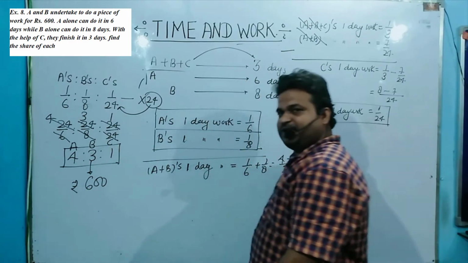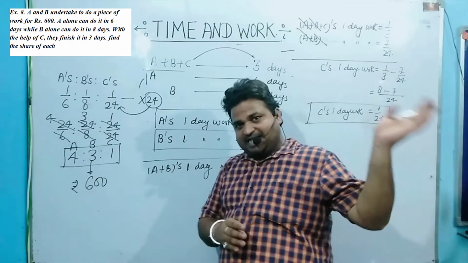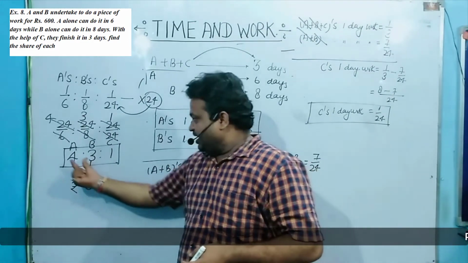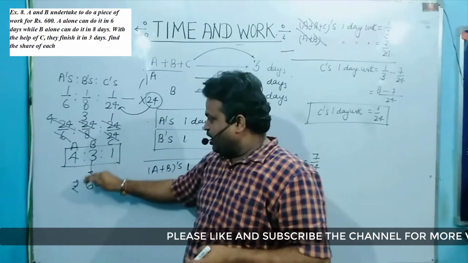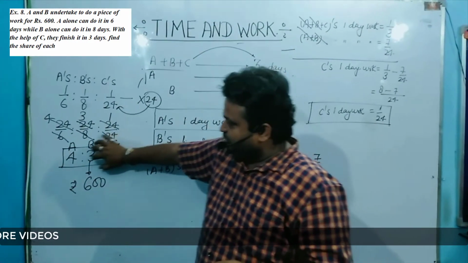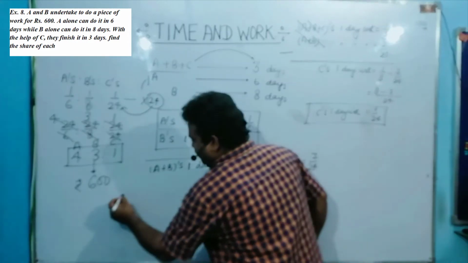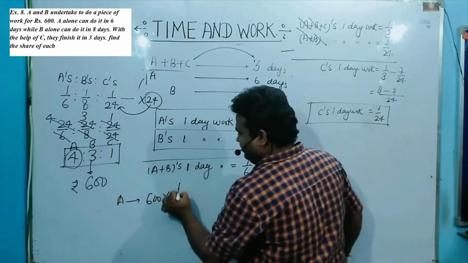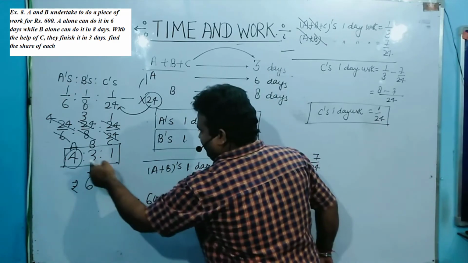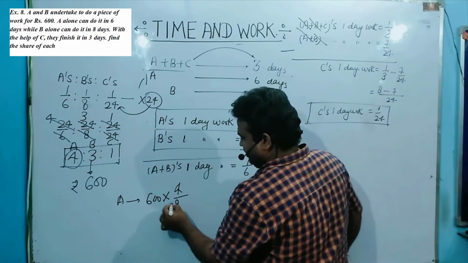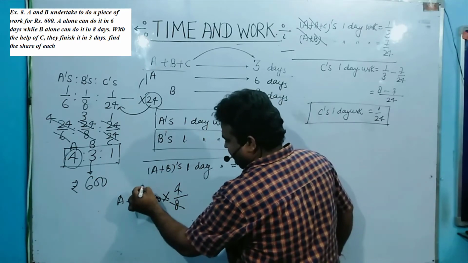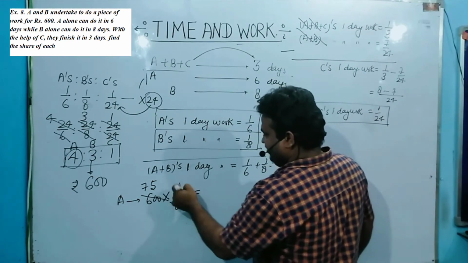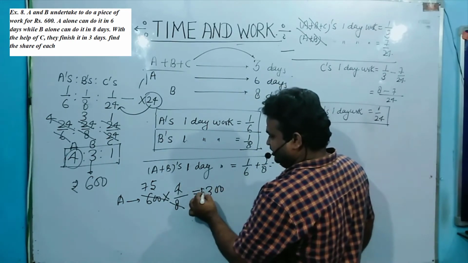So how will you calculate the value? I already discussed this in my last class: whenever the value is given to you and the ratio is mentioned, how you can segregate this in terms of the ratio. So how will you calculate A's share? The total given quantity multiplied by A's share divided by total share. 4 plus 3 is 7, 7 plus 1 is 8. So 8 ones are 8, 8 sevens are 56, 8 nines are 72. So this is 75 into 4, 300 rupees given to A.